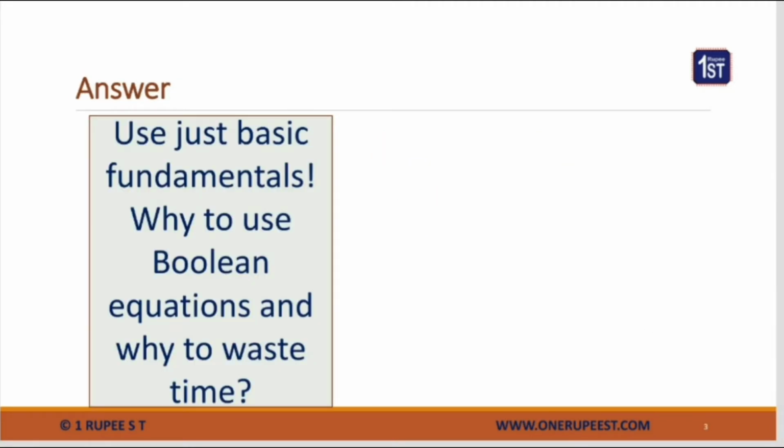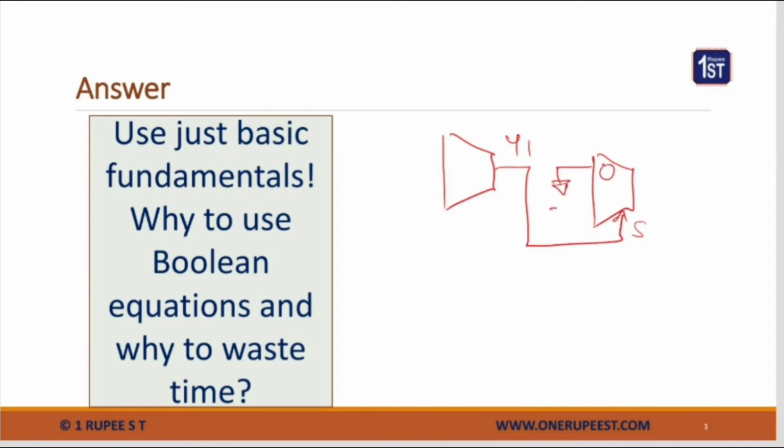So now, without using Boolean simplification, let us try to solve this example. Two 2-to-1 multiplexers are connected in this fashion. The output of this is connected as a select line to this. This is Y1. Zeroth input is connected to ground. First input is connected to C. This is Y. This is zeroth input. This is first input. This is A. This is A bar. This is B.